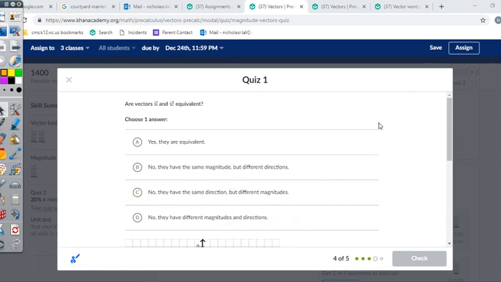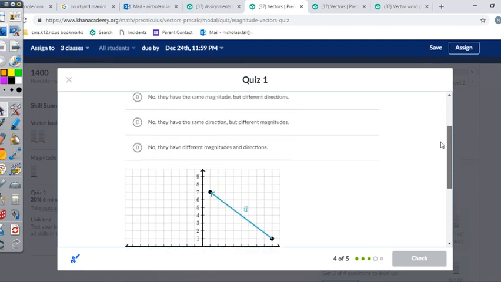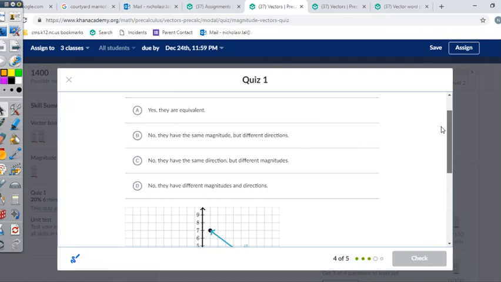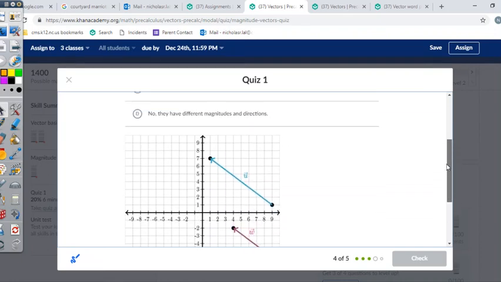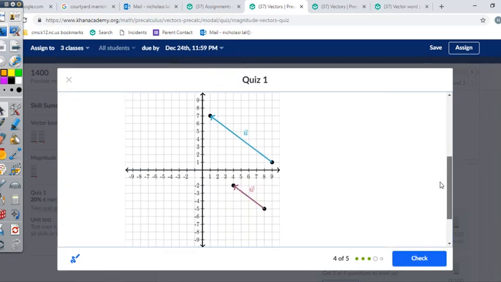Are vectors u and w equivalent? All right, so our answer choices are A, they are equivalent, and then B, C, and D say they're not equivalent but for different reasons. No, they have different magnitudes and directions. No, they have the same direction but different magnitudes. Or no, they have the same magnitude but different directions. And I'm going to say for this one that they have the same direction and different magnitudes. Here's why.